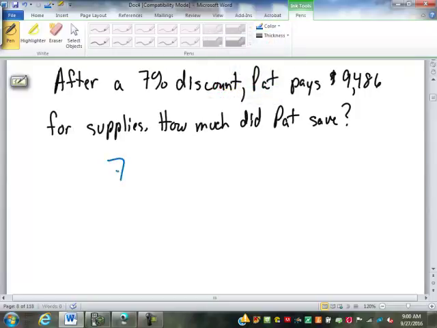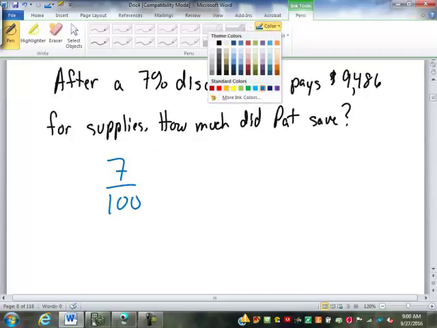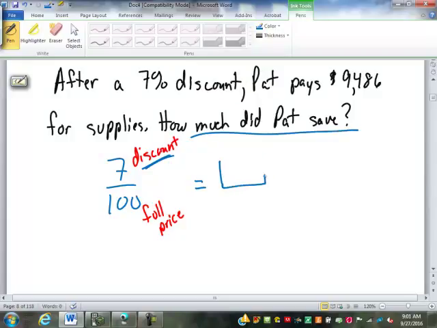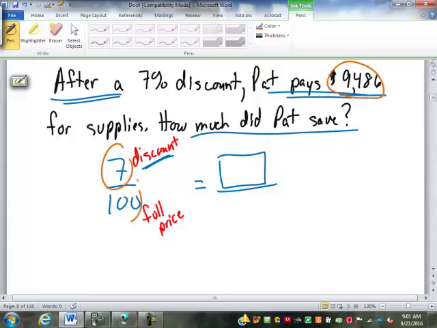So now here, 7% discount. 7% does represent the discount, right? The 100% represents full price. Now here, we're looking for the discount, right? How much did Pat save? That's the amount of the discount. That's what we're looking for. Does the $94.86 represent the full price? No. That's after the discount. So looking at this, we have a little bit of an issue here. The 94.86 does not represent the 7 or the 100 in this problem.